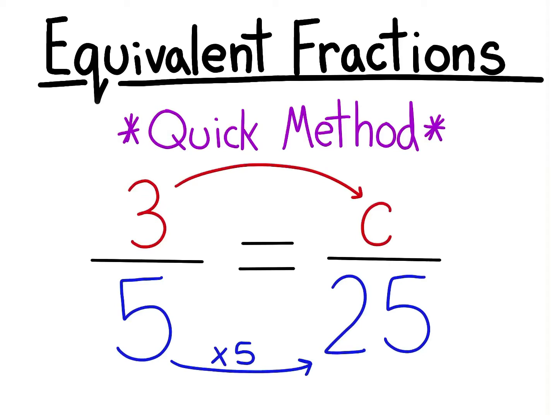Let's try one more. We don't know what our numerator is with the denominator of 25, but we're trying to find an equivalent fraction to 3/5. If we multiply the denominator by 5, 5 times 5 equals 25. Therefore, we need to multiply the numerator by 5. 3 times 5 is 15. 3/5 is equivalent to the fraction 15/25.